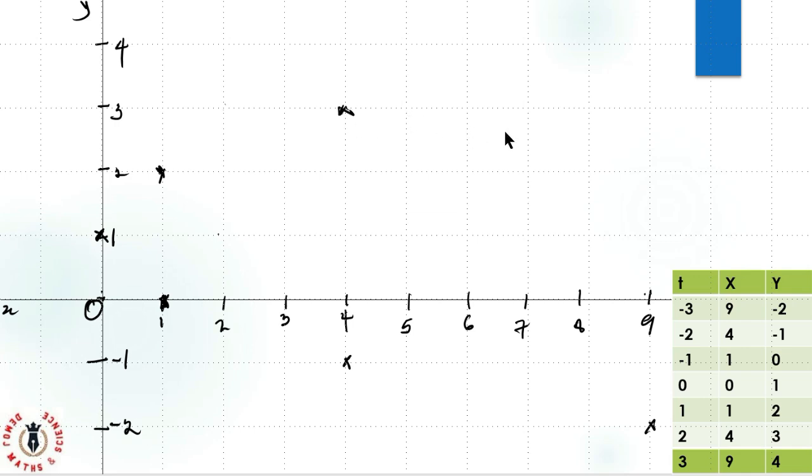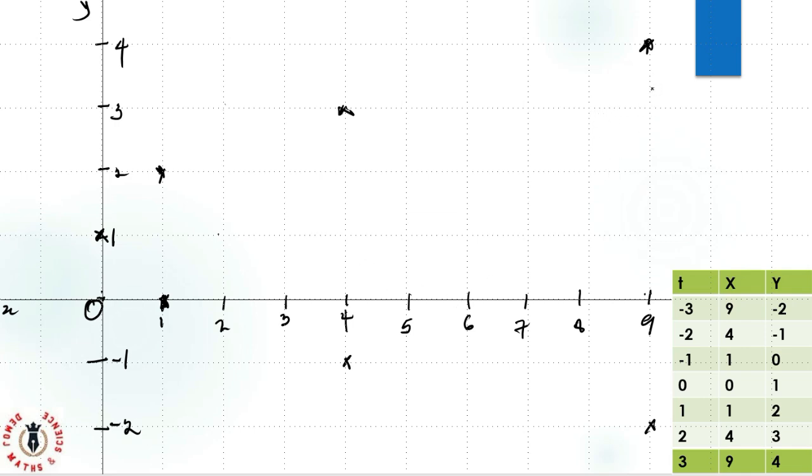And when x is 9, my y value is 4. That means at 4, here is 4. My y now is 9. Now, with this, we've been able to get the parametric equation, or the parametric curve.